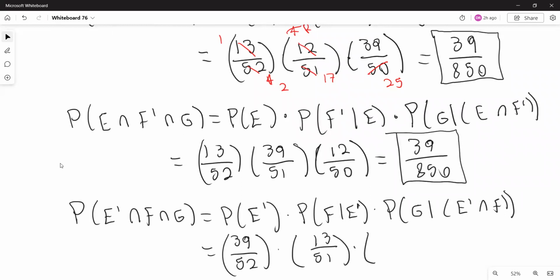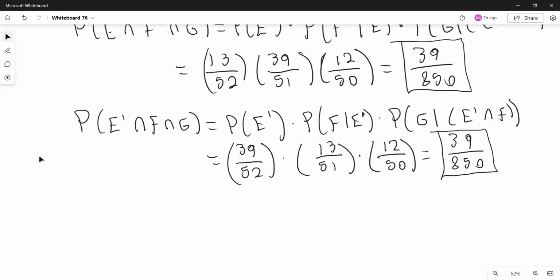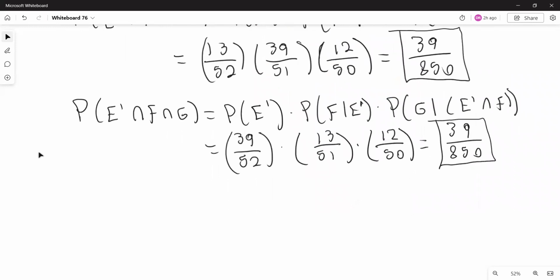And the probability that the third one is a heart, given that the first is not a heart but the second one is a heart: there are 12 hearts left and 50 cards left. So same numerators, they are just in different places. This is also 39 over 850. Okay, so for the probability of drawing exactly two hearts, we're going to add 39 over 850 three times.